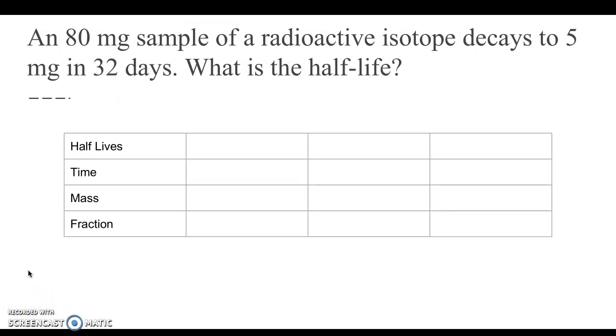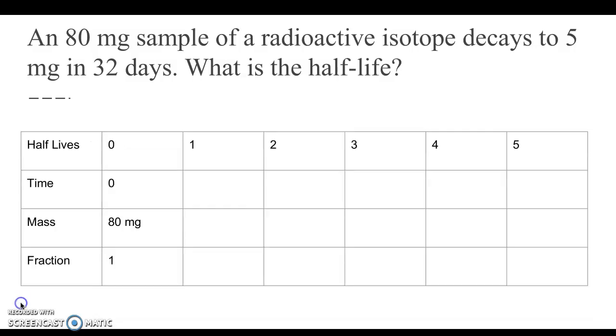Here's another example. An 80 gram sample of a radioactive isotope decays to 5 milligrams in 32 days. What is the half-life? So this time we're not given what the isotope is or what the half-life is, but we're going to figure out the half-life. To solve this problem, we're going to have to work backwards. I'm going to give you a second to give it a shot, and then I'm going to go over it.